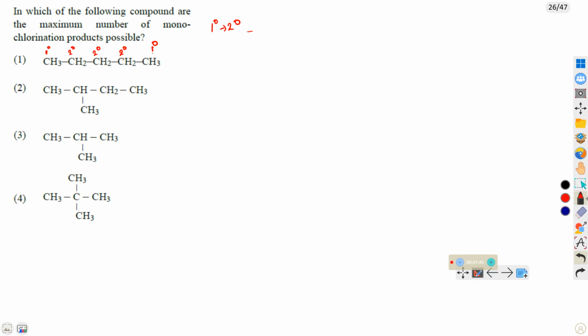Before that, you can identify first the types of carbons. 1 degree carbon, 3 degree carbon, 1 degree carbon, 2 degree carbon, 1 degree carbon. Here 1 degree carbon, 3 degree carbon, 1 degree, 1 degree. This is 1 degree, 1 degree, 1 degree, 1 degree. This is quaternary, but hydrogen atoms are absent. So based on this, straight away second option is correct because 1 degree carbon is present, 2 degree carbon atom is present, even 3 degree carbon atom is also present.